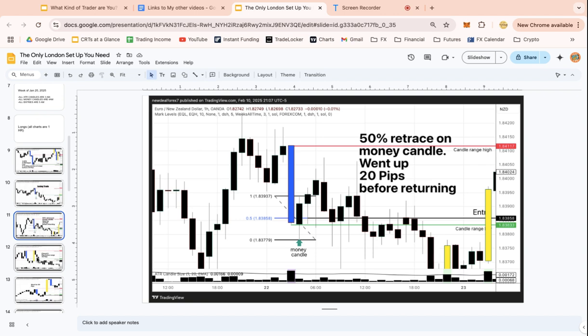Remember, this is scalping. These aren't 100 pip moves we're talking about. Let me turn this down just a little bit because that's kind of loud. I do apologize for that once again. Let's go through some more long examples.